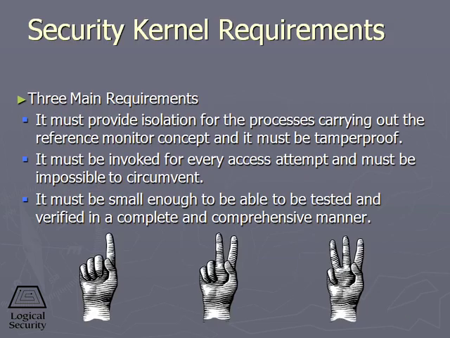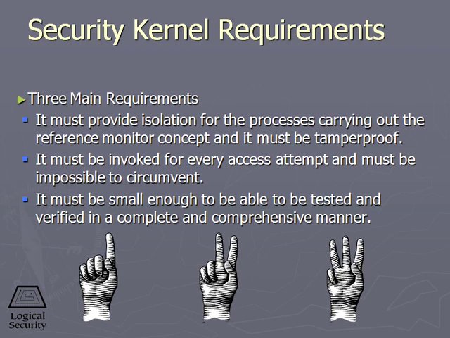So this security reference monitor has three major requirements that must be in place for any operating system to satisfy any level of the TCB. The first rule of this security reference monitor is that it must provide isolation between subject and object, and it must be tamper-proof. That's rule number one. It's a boundary between subject and object, and it cannot be tampered with. Rule number two is every time a subject attempts to access an object, the security kernel, security reference monitor, must be invoked and cannot be circumvented.